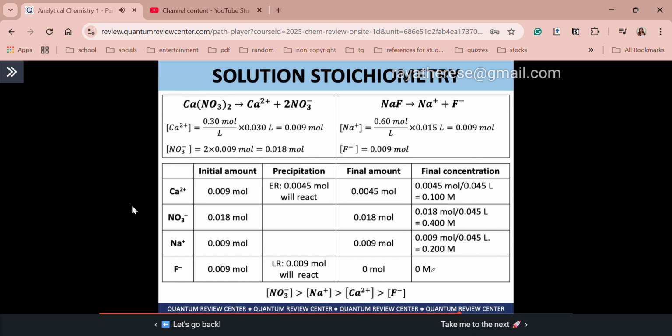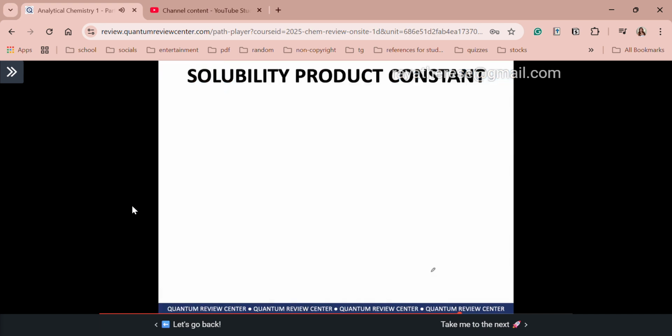You have a similar problem na meron in practice test 1. Right? Ito ang last subtopic in solutions: insolubility equilibrium, ang solubility product constant. Half pa lang to, class, ng crash course 1.